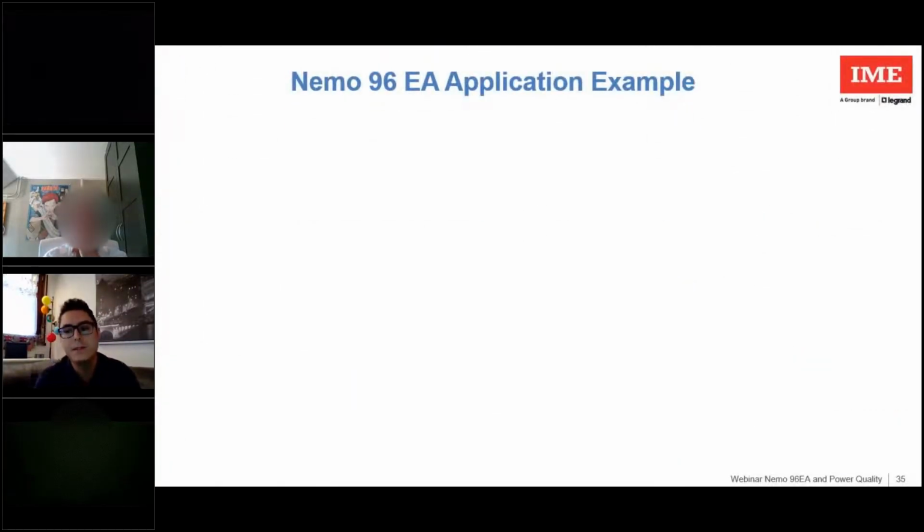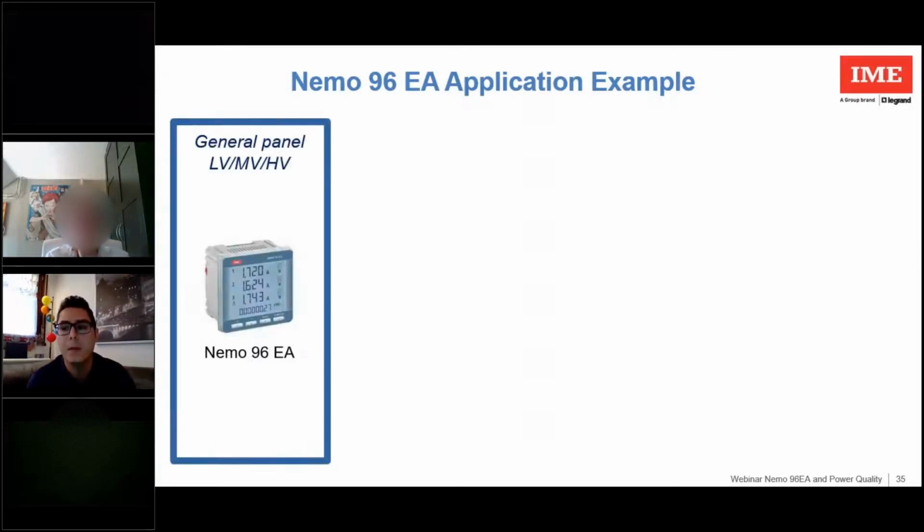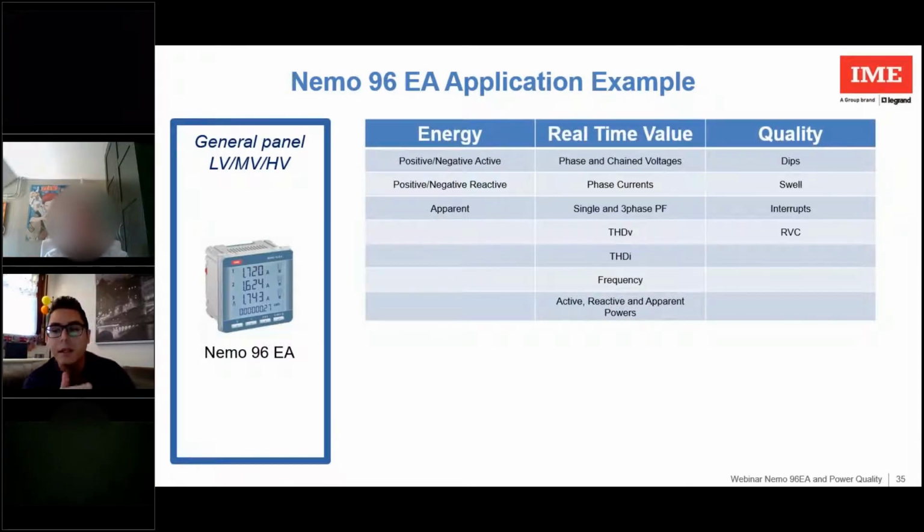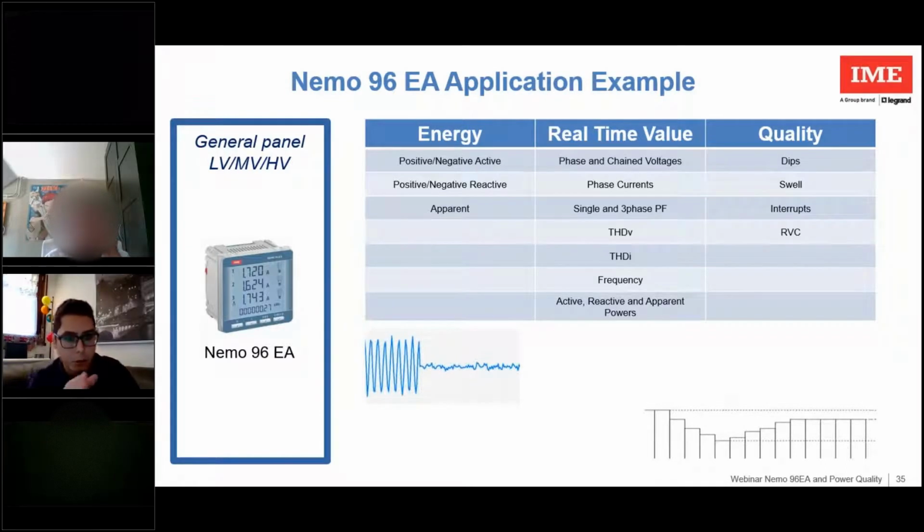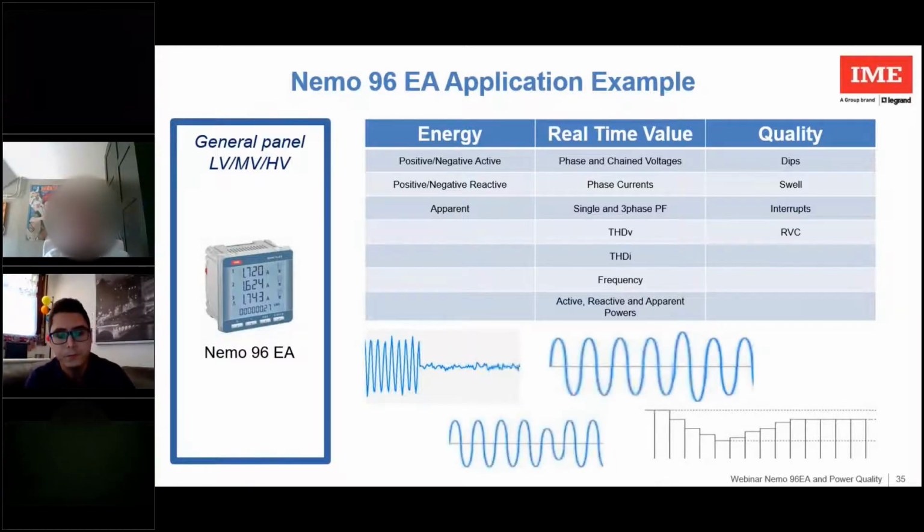As we said, the Nemo 96EA has an embedded memory and is able to store data. To be precise, the memory is divided into three databases: energy, real time, and the power quality data. The positive and the negative active energy are saved into the energy database. Same for the reactive and the apparent. For the real time, we find the phase and chain voltage, current, the THD, the frequency, and all the powers. For the quality database, on the other hand, we save the events that occurred on the network: dips, swells, rapid voltage changes, and so on.